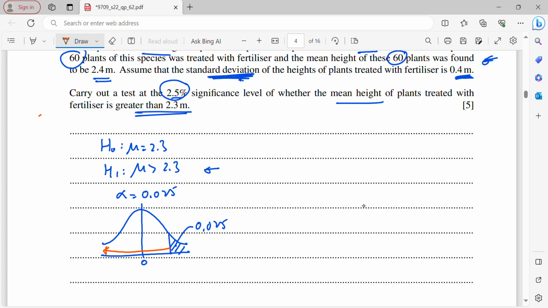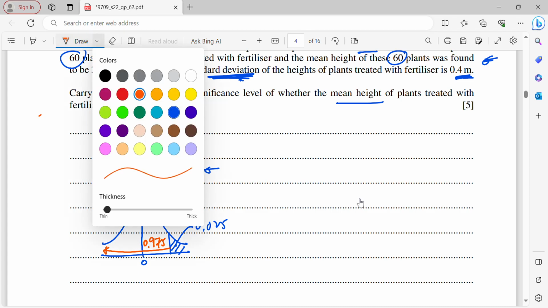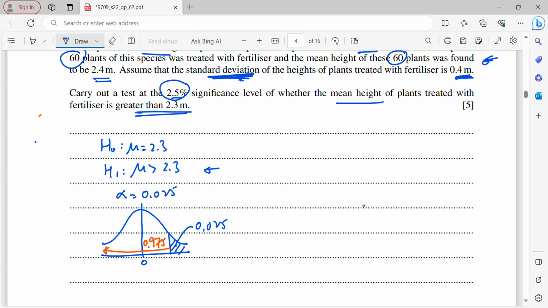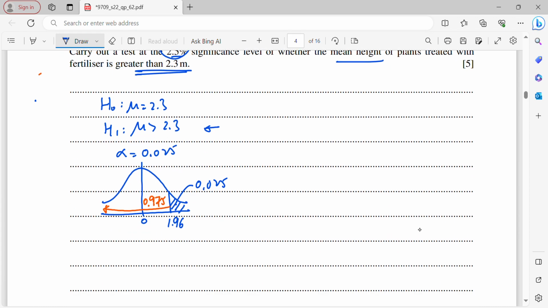The region towards the left-hand side is going to be 1 minus 0.025, which is 0.975. Okay, and then the normal table will give you the critical value of 1.96. So with this I can write down my rejection region, which is: reject H0 if the z value is greater than 1.96, which is the shaded region.